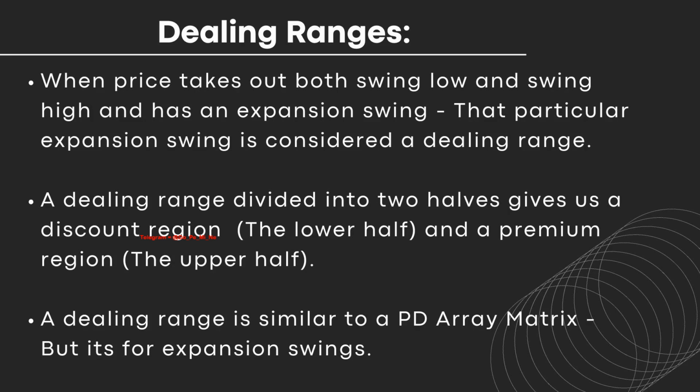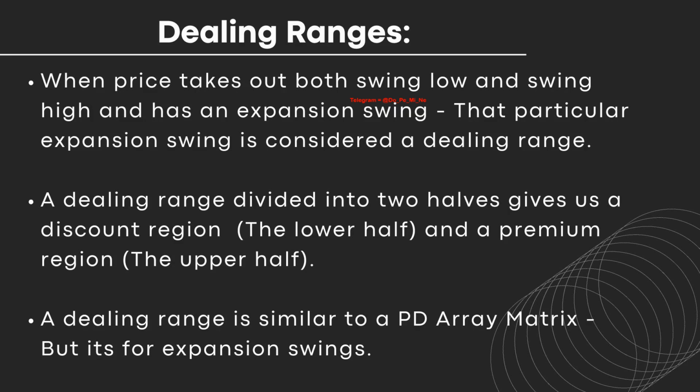I'm going to delve into that later in this chapter, but first you need to know how to correctly identify and find the dealing range on the higher time frame and how to correctly draw it out. Another thing about dealing ranges is that when you divide a dealing range into equal halves, it gives us a matrix. The upper half of that matrix is called the premium, and the lower half is considered the discount region. Last but not least, the 50% of that dealing range is called equilibrium.